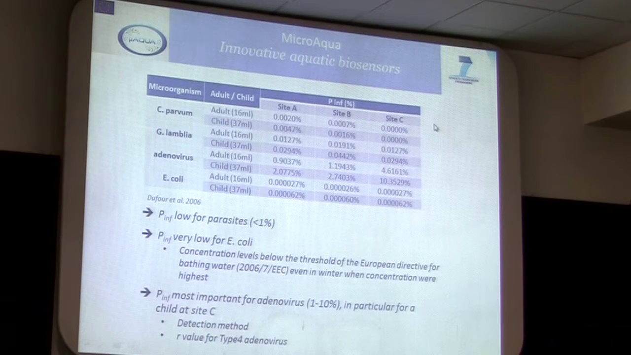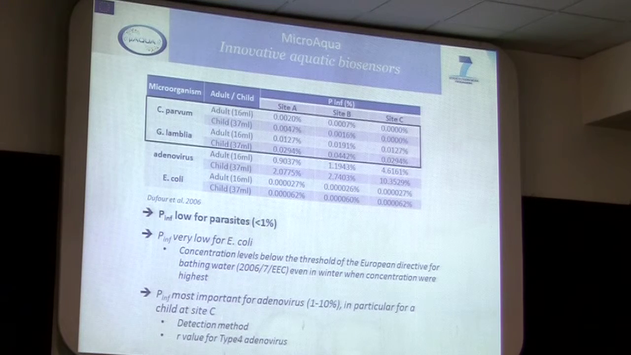The probability of becoming infected was calculated for two categories of swimmers: adult with primary contact or child with primary contact. The mean dose ingested was calculated considering an average volume of 16 milliliters for an adult and 37 milliliters for a child. We found the probability of becoming infected low for parasites, inferior to 1%.